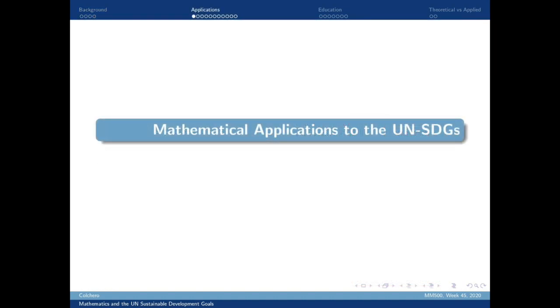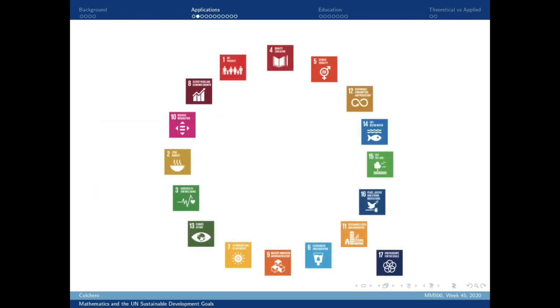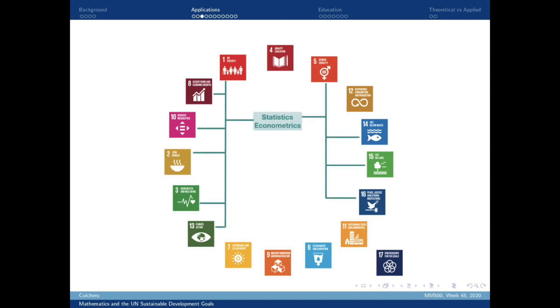However, we can all contribute to overcome this crisis. And in that sense, mathematics and mathematicians can play a fundamental role. You might be asking yourselves, what can mathematicians do? To answer this question, let's explore several aspects of mathematical applications and how they are directly related to each one of the goals. For example, statistics and its applied branches have been crucial to understand what are the factors that determine the conditions in which we live today.